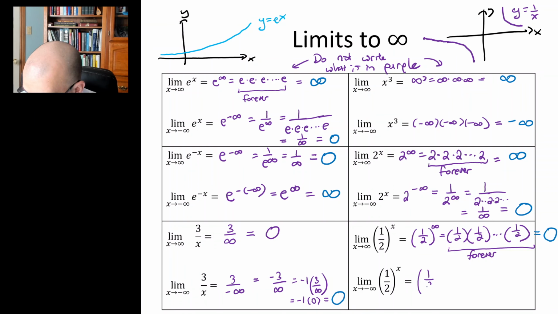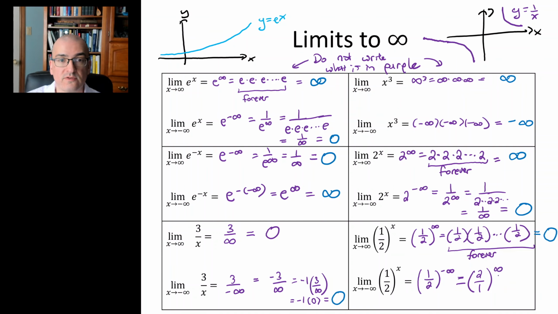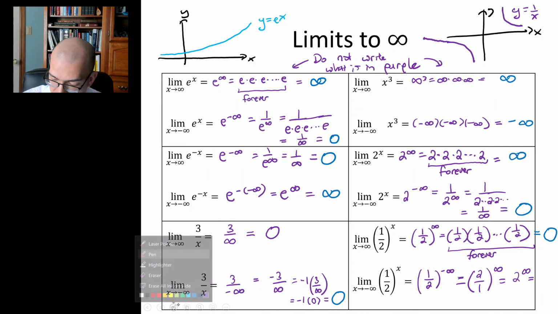So 1/2 to the negative infinity. Well, remember with our exponents, if you have a negative exponent applied to a fraction, we can change it to a positive exponent, 2 over 1, by flipping numerator and denominator. And then that's 2 to the infinity, which is infinity, 2 multiplied by itself forever.